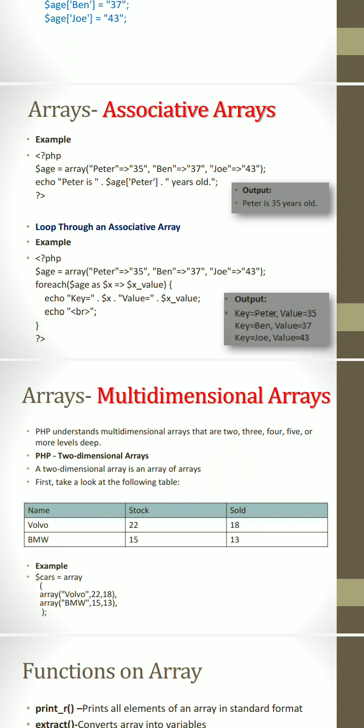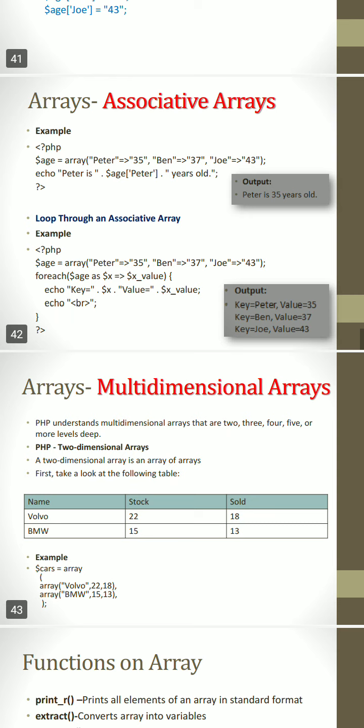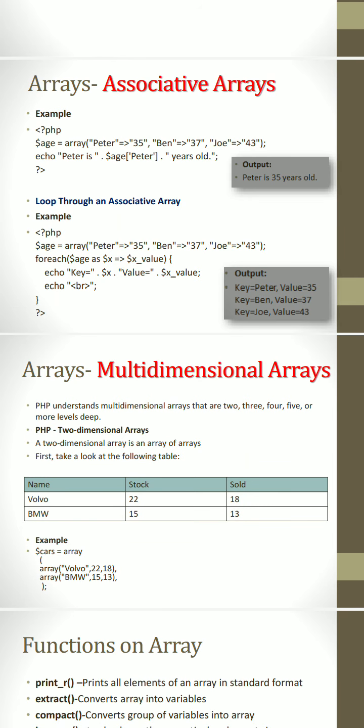So what will be the output here? Key = Peter, Value = 35. Similarly, on the next line it will show Key = Ben, Value = 37. That means here the name is associated with the array key and the value is associated with the value. So it is called an associative array.